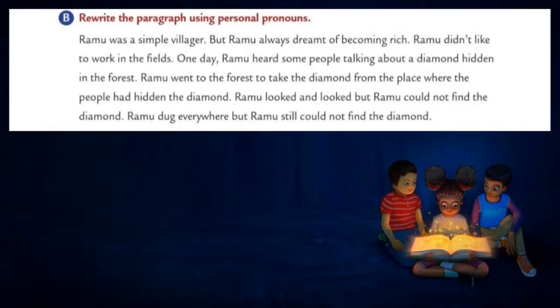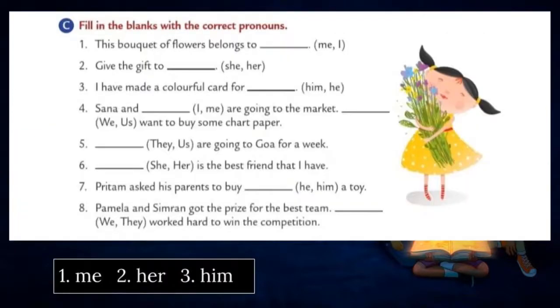So students, strike out wherever a repetition occurred, and write the personal pronoun neatly. Let's move to the third exercise, that is fill in the blanks with the correct pronouns. The first one is, this bouquet of flowers belongs to dash. Two options are given, one is me and another one is I. Students, which one is correct for the first one?